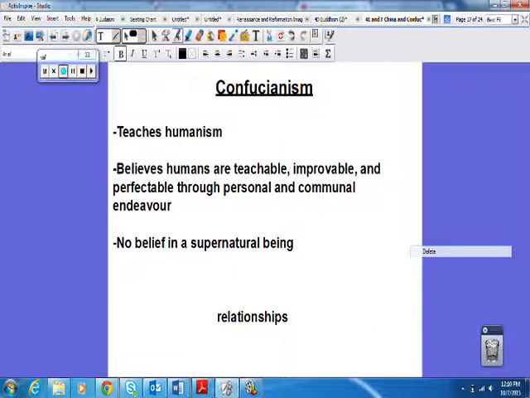You have a relationship with your father. Father and son, brother and brother, mother and son, ruler and ruled. All of these relationships show that humans are teachable and improvable, and the way you act in these relationships shows how you're going to act, and it's going to show how you can become a better person that way, if you act according to the way you're supposed to.